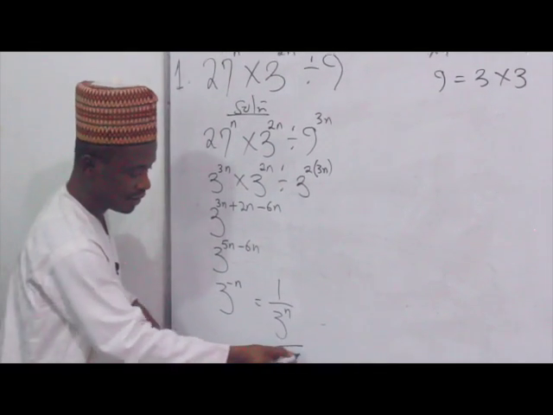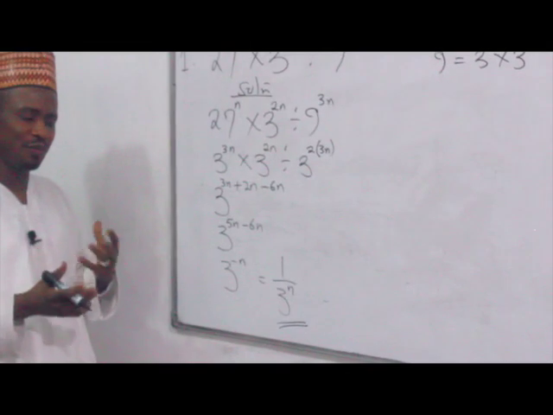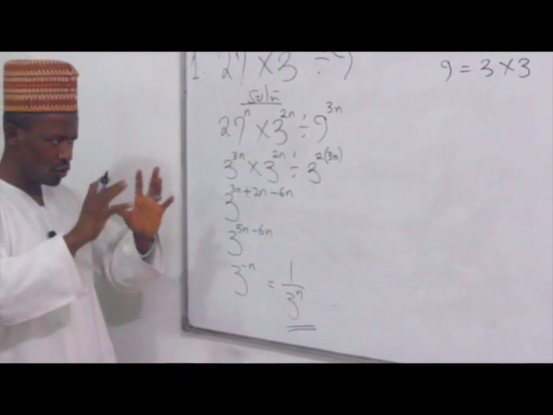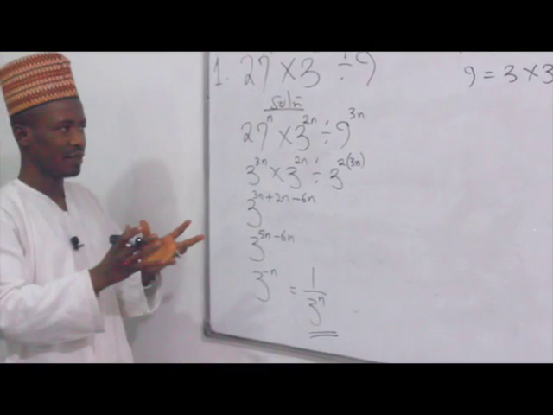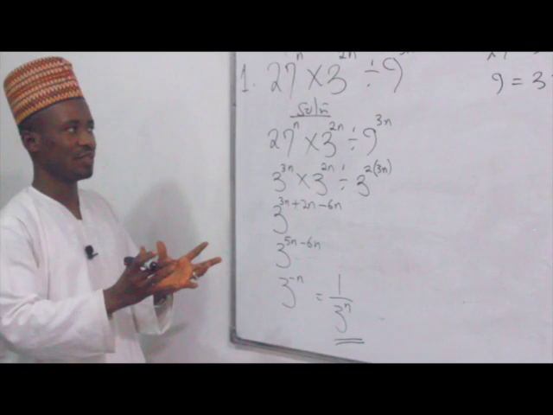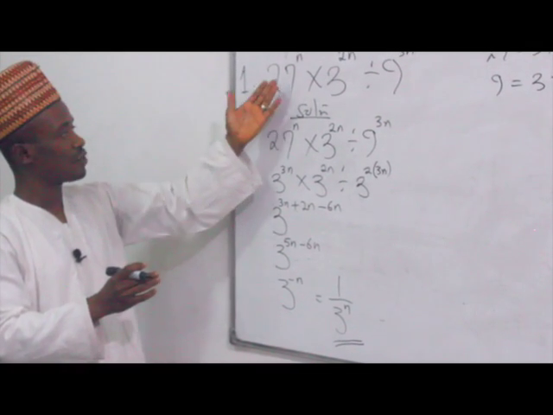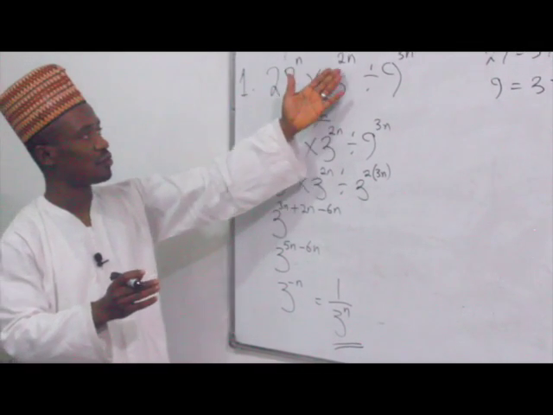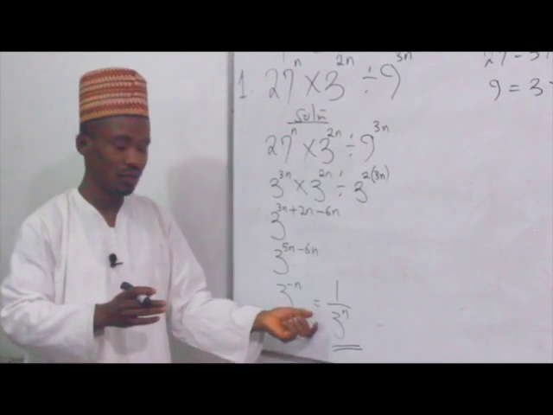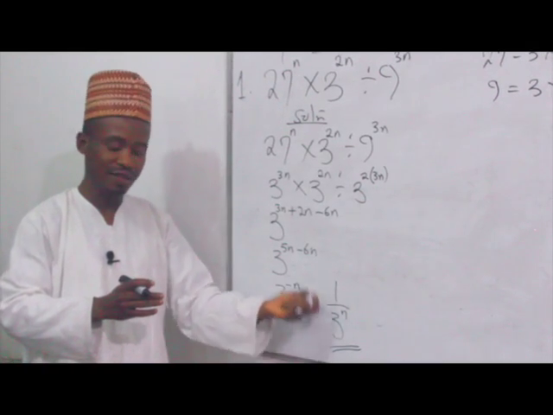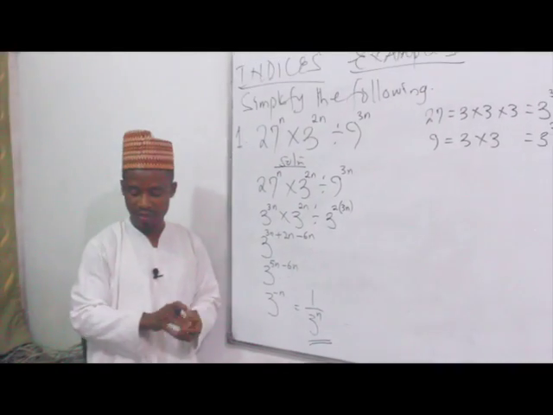Hence, the simplification of this, always to simplify means to evaluate, to reduce in size. So 27 raised to the power of n times 3 raised to the power of 2n divided by 9 raised to the power of 3n has been reduced to 1 over 3 raised to the power of n. Another example.